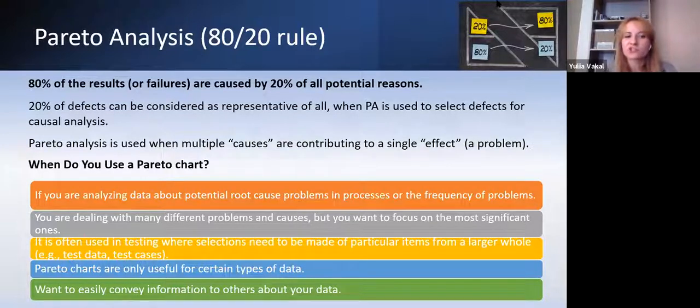Yeah, and when you have these charts, it's quite easy to convey information to others about your data. And it's probably a general statement: with any kind of root cause analysis technique, you can easily convey information to others. You can show why, for instance, you made one of the decisions, you can give them the root cause of this decision. You can justify why you did it like this. And that's a very good benefit of doing root cause analysis.